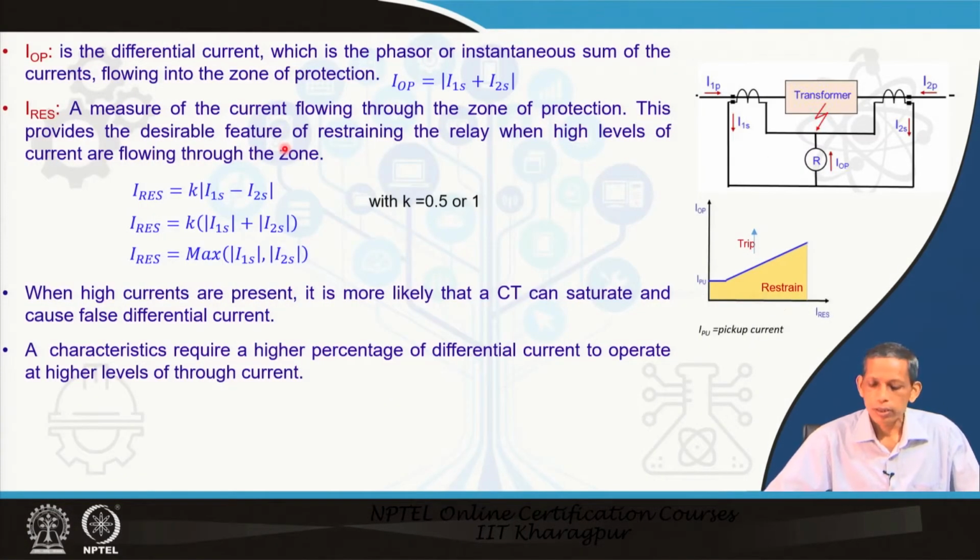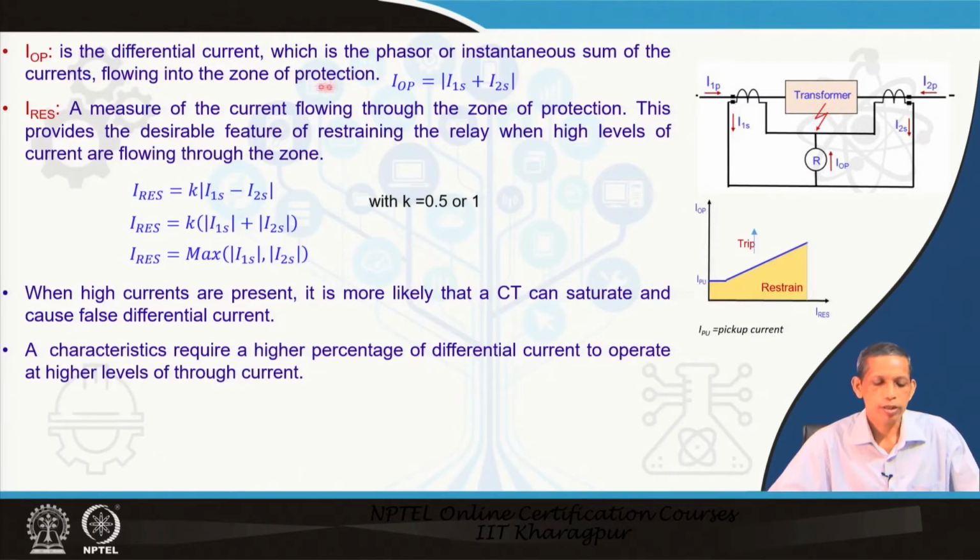Now, we will elaborate more on this perspective: what these I operating and restraint currents are, in the percentage bias differential relay principle. So, this I operating here is the differential current, or in a numerical relay the corresponding I 1s plus I 2s, which we have already elaborated on.